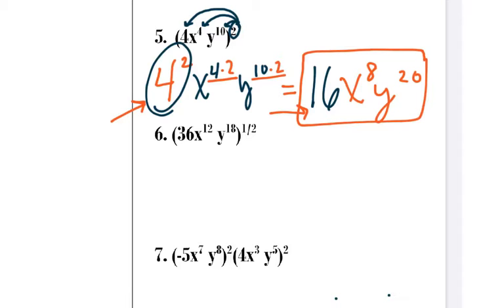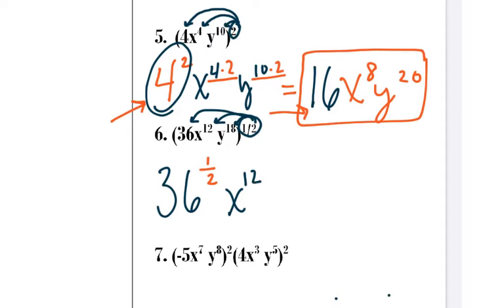So let's try that same thing again. So in number 6, if you have a power on the outside, you can give it to each piece. So this here is the number 36, and we're giving it a 1/2. Then we have x to the 12th, and we're giving that 1/2. Then we have y to the 18th, and we're giving that a 1/2.